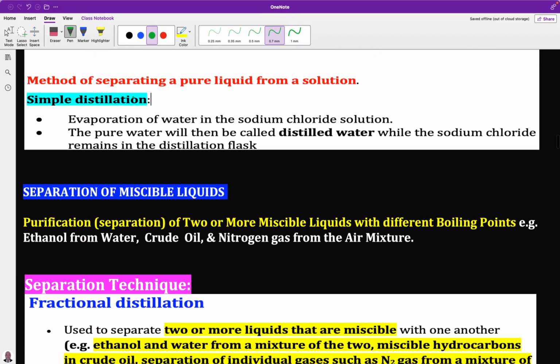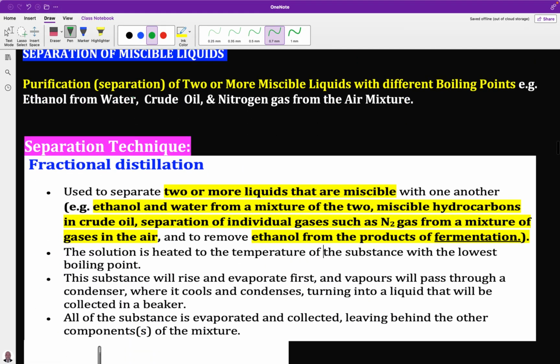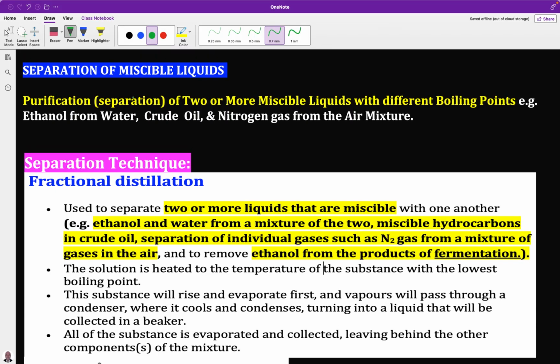Separation of other miscible liquids. There are other miscible liquids that can be separated. We are talking of purification of 2 or more miscible liquids with different boiling points. The property we are going to use here is the boiling point. Separation of 2 or more miscible liquids with different boiling points. An example is ethanol from water.